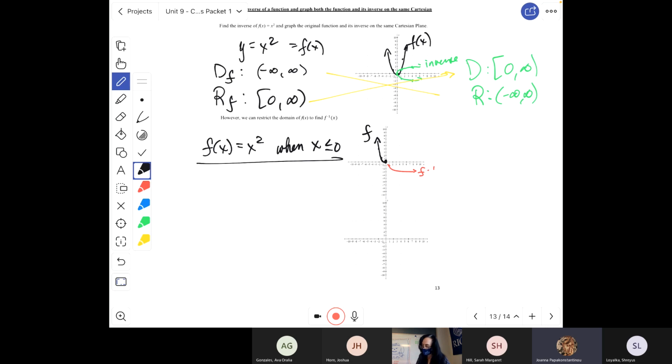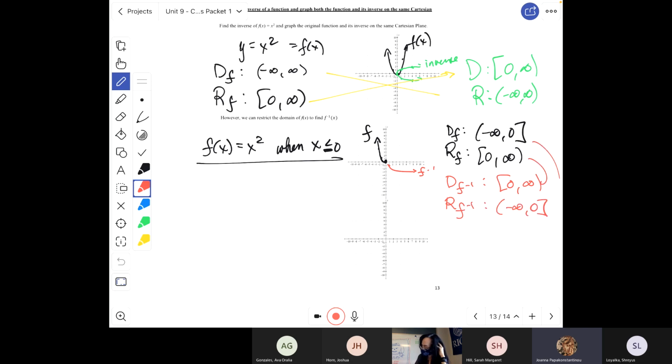For kicks, what is the domain of f? Negative infinity to 0. Okay. And what is the range of f? Okay. And we would pay attention to whether that's included here, right? And what can you tell me about the domain of f inverse? And the range of f inverse? Okay, so hopefully you're noticing this relationship.